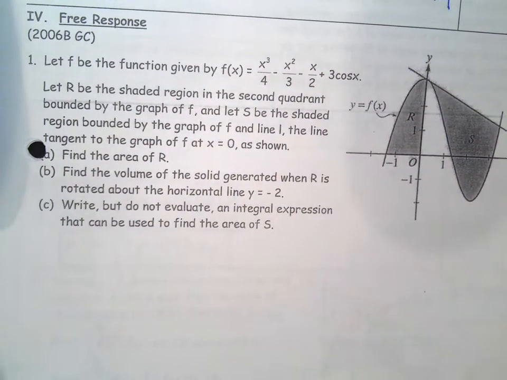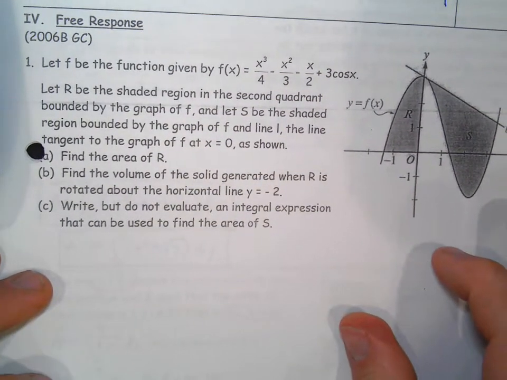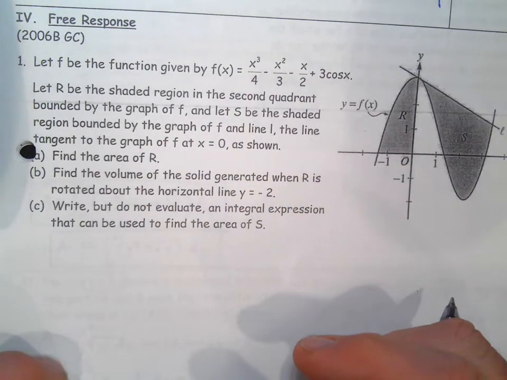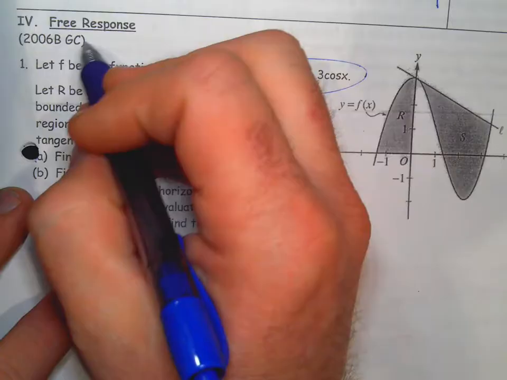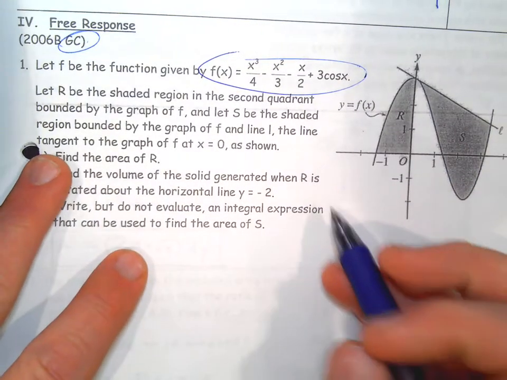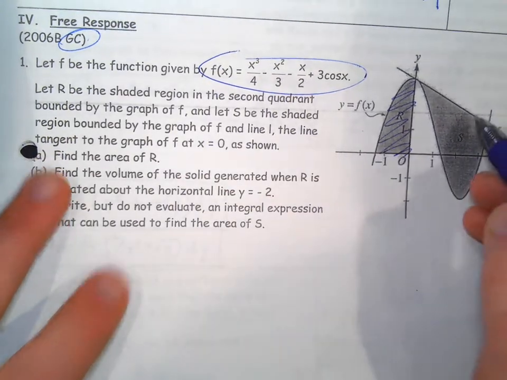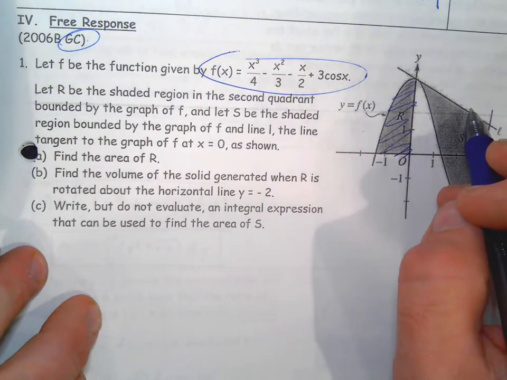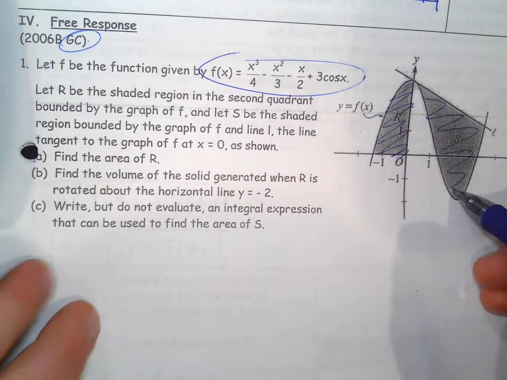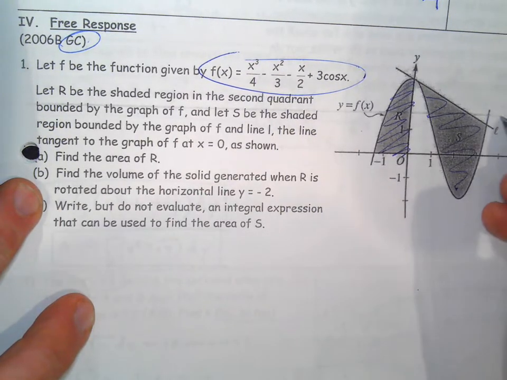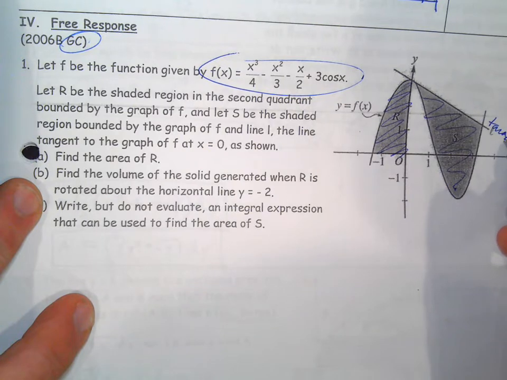All right, here's a free response problem, which kind of involves a lot of the different things throughout this chapter. So we have this crazy function here. You're allowed to use a graphing calculator. Let R be the region in the second quadrant, so just this chunk right here. Let S be the shaded region over here that's bounded by the graph of f and the tangent line. So that's the tangent line.